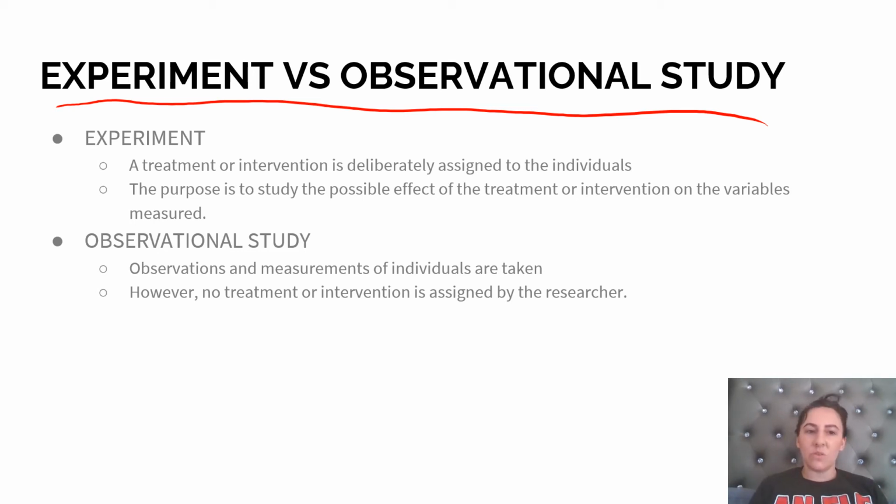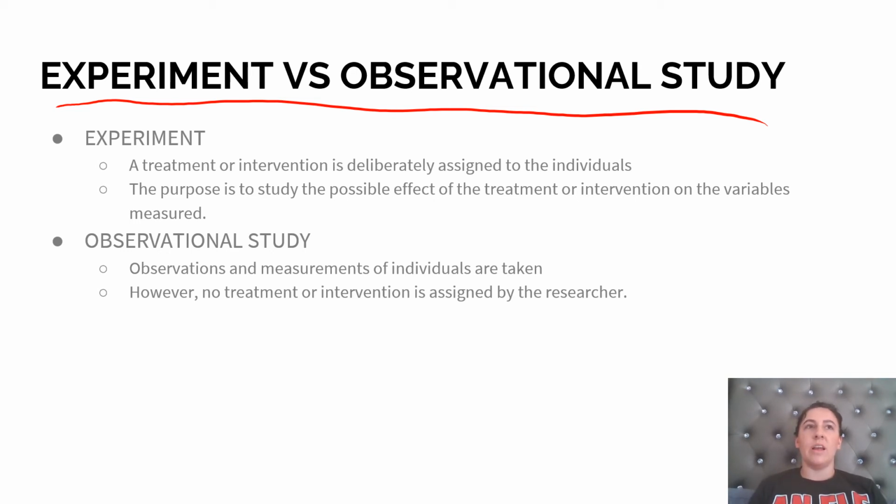An experimental study is one where a treatment or intervention is deliberately assigned to the individuals. The purpose of this study is to study the possible effect of the treatment or intervention on the variables that are measured. Basically, in an experiment the researcher has the individuals in the study do something, and then you study the effects of that.